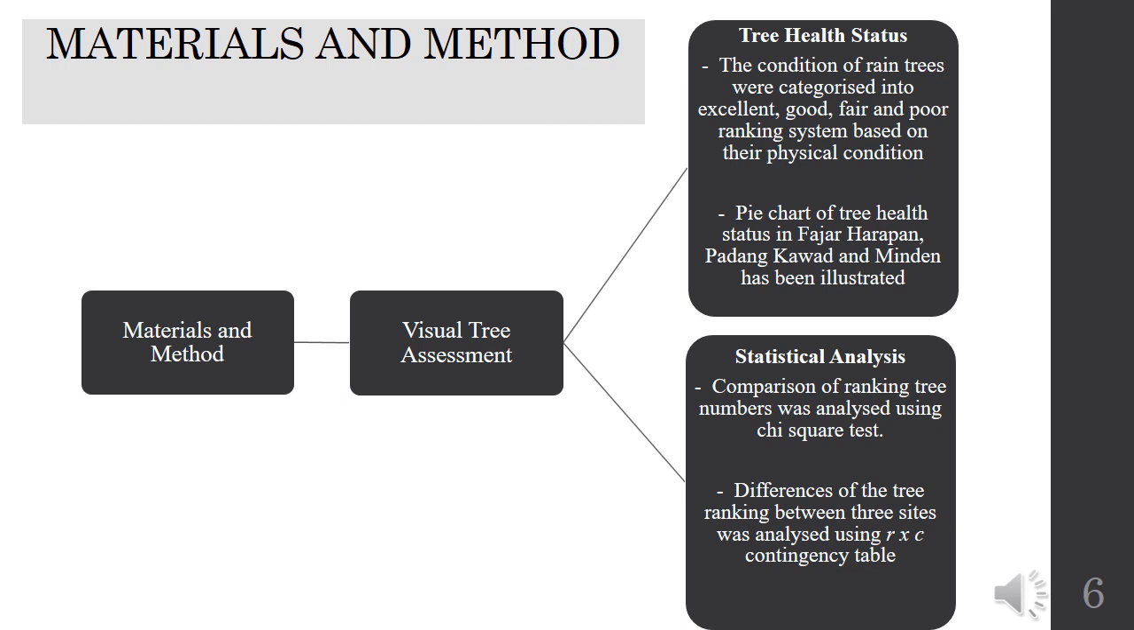From the visual tree assessment data, we do the tree health status and also the statistical analysis. For tree health status, the condition of rain trees was categorized into excellent, good, fair and poor ranking system based on their physical condition, and we made pie charts of tree health status in Fajar Harapan, Padang Kawat and Minden. For statistical analysis, the comparison of ranking tree numbers was analyzed using the chi-square test, and differences of tree ranking between tree sites were analyzed using an RxC contingency table.